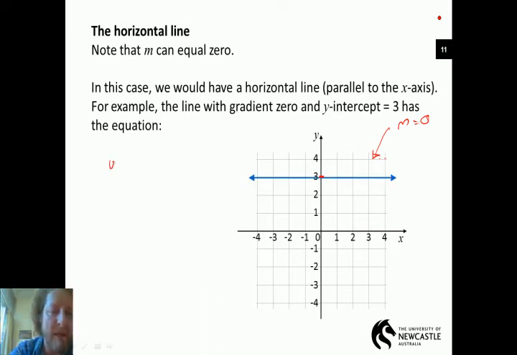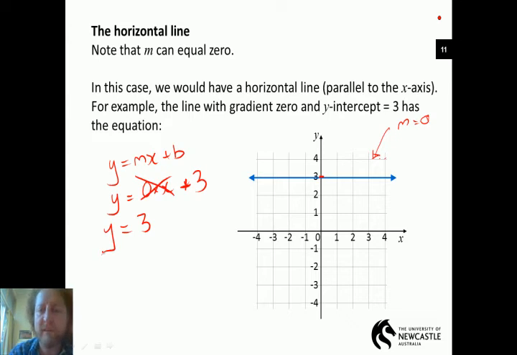I could also have done it manually and said, well, y equals mx plus b. If the gradient is 0, it's 0 times x. If the y-intercept is 3, well, that's 3. What's 0 times x? 0. y equals 3 is all I'm left with, and sure enough, that is the name of this function. So y equals 3 is a horizontal line that passes through y equals 3.